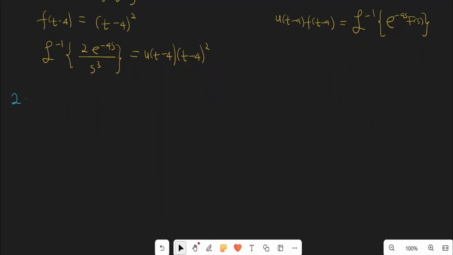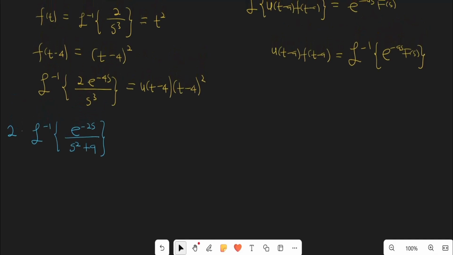So the second one, we are going to get this. How do you find the Laplace inverse of something like this? That is e to the negative 2s divided by s squared plus 9, like this. This one is very easy. So we are coming back here. This one is very important in our video.